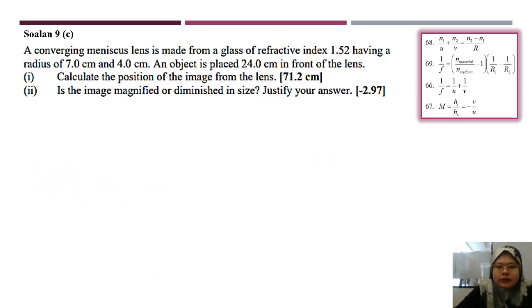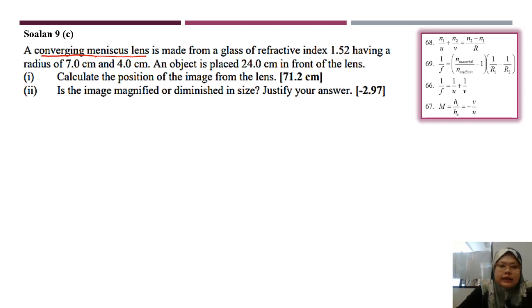Right? Okay, next question 9C. A converging meniscus lens is made from a glass of refractive index 1.52, having a radius of 7 cm dengan 4 cm. Sekarang ni dia adalah converging meniscus lens, so dia adalah convex lens. So jadi bila convex lens, dia bagi radius 7 dengan 4.